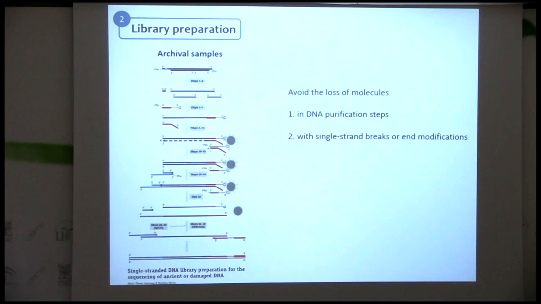There are some advantages of using single-stranded library preparation over double-stranded library preparation. The first advantage is that you avoid the loss of molecules in DNA purification steps, because thanks to initial biotinylation, which occurred here, DNA is tightly bound to streptavidin-coated beads. The second advantage is that molecules with single-strand breaks or with end modifications are entirely lost in double-stranded library preparation, whereas in single-stranded library preparation, each single-stranded molecule has an independent chance of being recovered in the library.